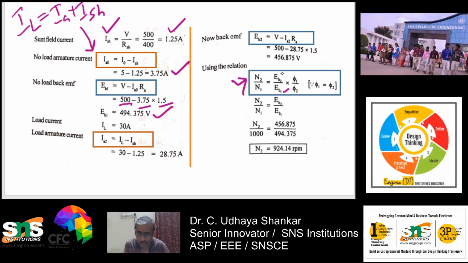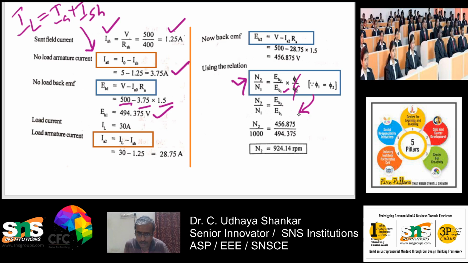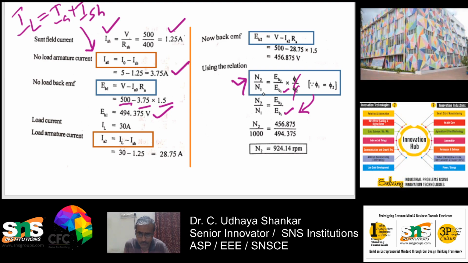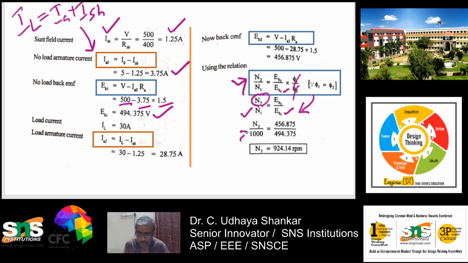Now you have found EB1, and you want to find EB2. Since the flux is constant, these two will get cancelled, and finally this will be changed to this. So, N2 by N1 will be EB2 by EB1. Now EB1 has been calculated, and N2 is the only unknown. N1 is already given, it is 1000 RPM. You just substitute here EB2 by EB1.